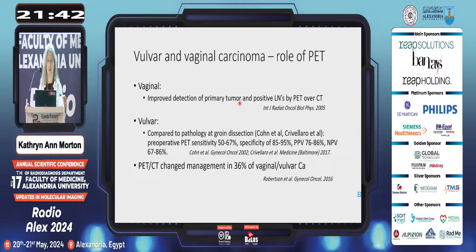In vulvar carcinoma, compared to the pathology at groin dissection, preoperative PET has a sensitivity of about 50 to 70%, specificity of about 90 to 95%, which is pretty good in terms of specificity. And it has been reported to change management in about 36% of patients both with vaginal and vulvar carcinoma.